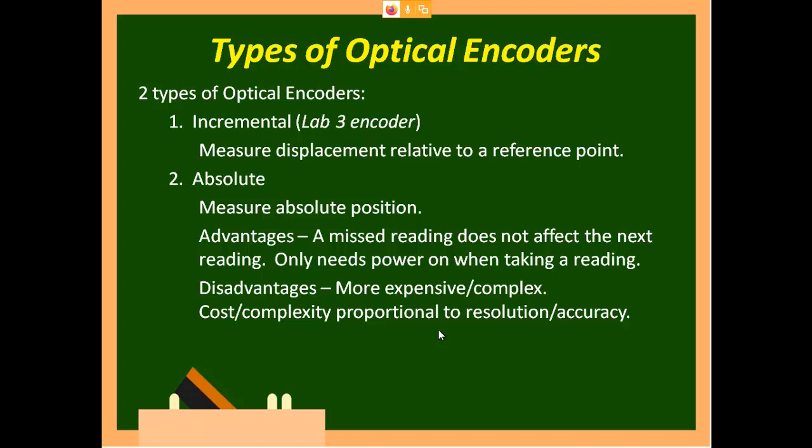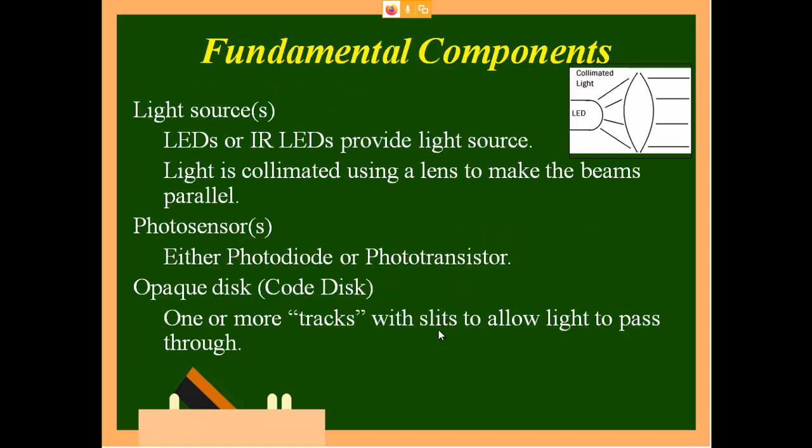In absolute, you measure absolute position, and you have an advantage: a missed reading does not affect the next reading, and you only need power on when taking a reading. The disadvantage is that it is more expensive and complex in nature. Constructing that encoder is a little bit complex. You will understand better when you move further.